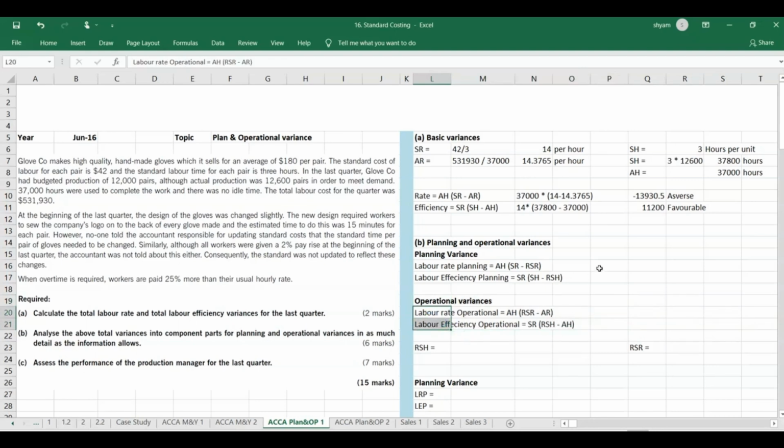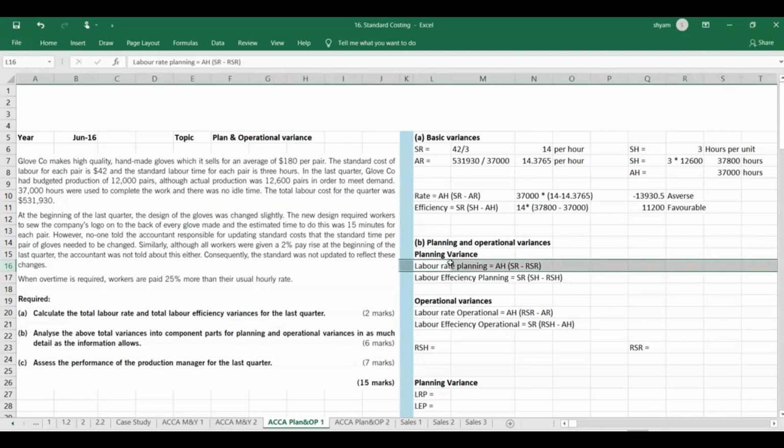So let's get the numbers here. If you see, most of the numbers are the same. We have AH, SR, and RSR is the only new thing. In this problem, RSR is the only new thing. So that alone we have to find.